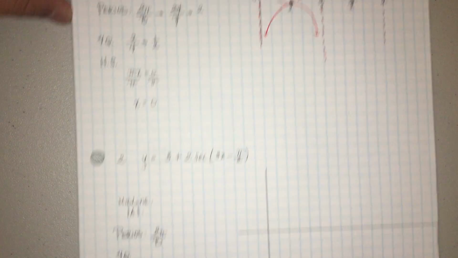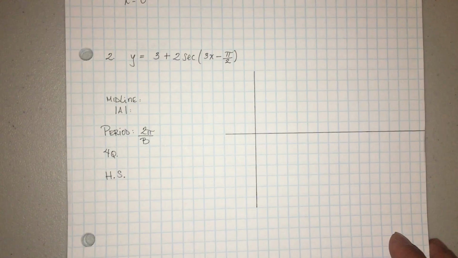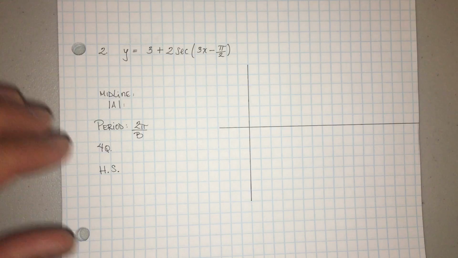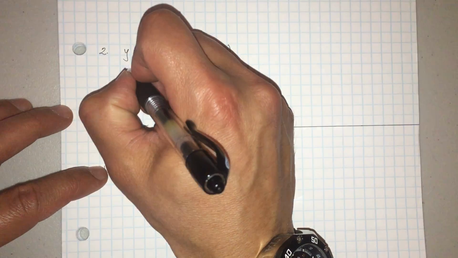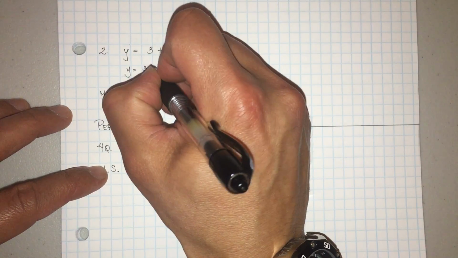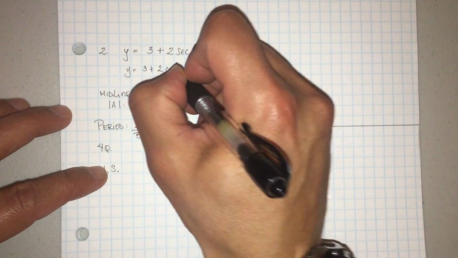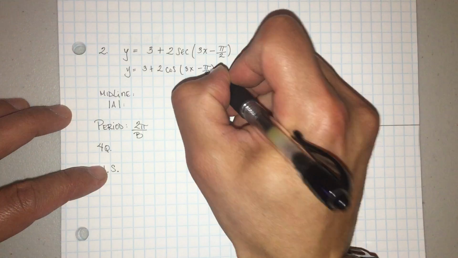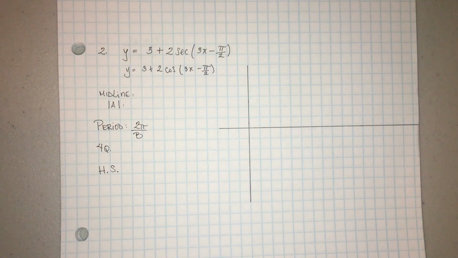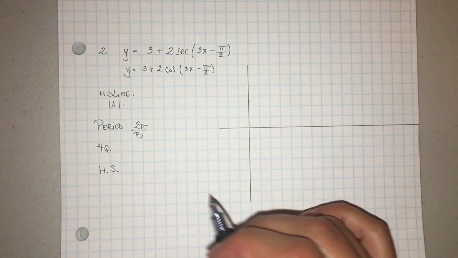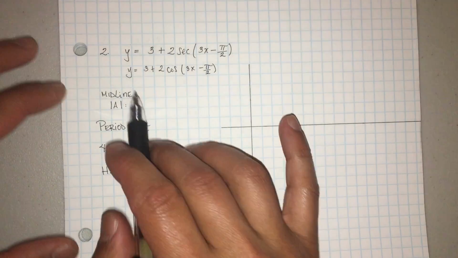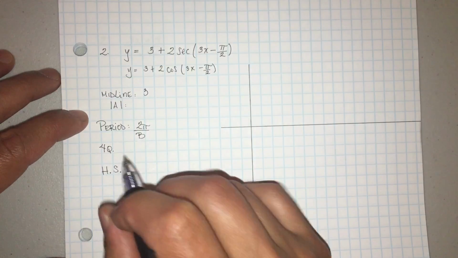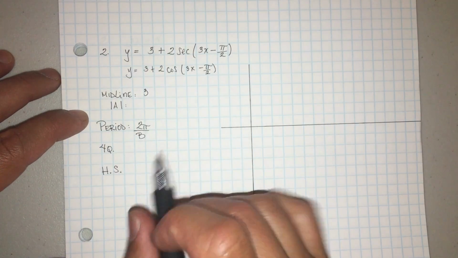Okay, let's go ahead and graph the second one. Now this one's secant. Now remember, secant is the reciprocal of cosine. So we're going to have 3 plus 2 times cosine of 3x minus pi over 2. Alright, we're going to go ahead and do that one. So what's our midline? Our midline is the number that's by itself over here, so it's going to be 3. This time it's in the front. Alright, my amplitude again is 2.